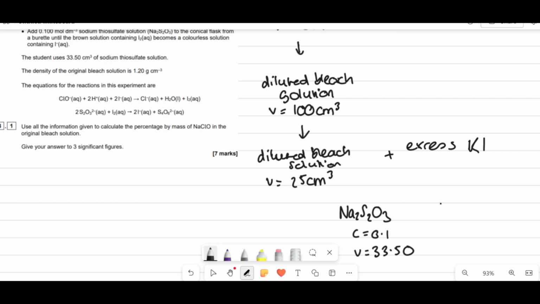But what did they react it with? So at each step, I almost think, did it react with something? What actually did it react with? And then as well as, these details. So here, we've got this Na2S2O3. Who's it reacting with? And again, use the text. So Na2S2O3 to the conical flask from the burette until the brown solution containing I2.